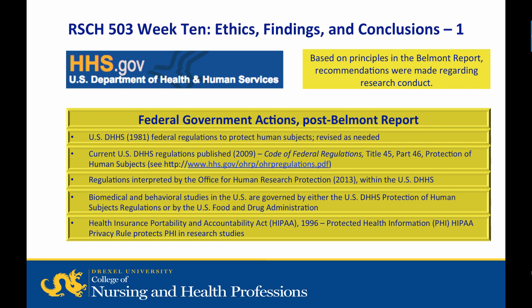Based on the three principles outlined in the Belmont Report, the United States Department of Health and Human Services developed federal regulations in 1981 to protect research subjects. These regulations are regularly reviewed and revised as needed. You may be interested in reviewing the most current regulations, in 2009, that are incorporated in the Code of Federal Regulations. Please note the web link included on this slide.